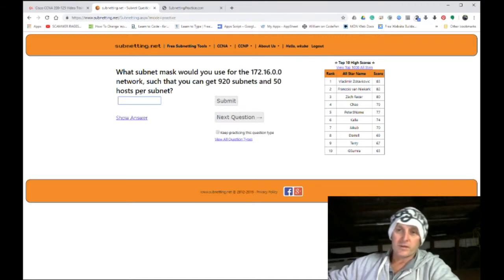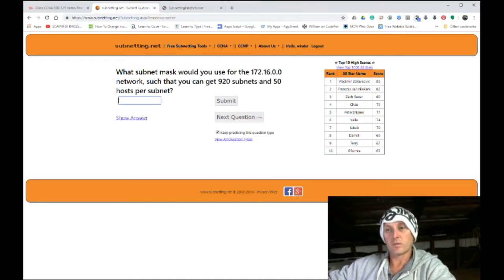What subnet mask? Actually, we might just do these types of questions, which is great with this website. You have the option to press this checkbox here to keep practicing these types of questions. This is probably one of the very first types of questions you want to learn, which goes back to block sizes using subnet masks. So for instance, the first question is, what subnet mask would you use for this 172.16.0.0 network such that you can get 920 subnets and 50 hosts per subnet?